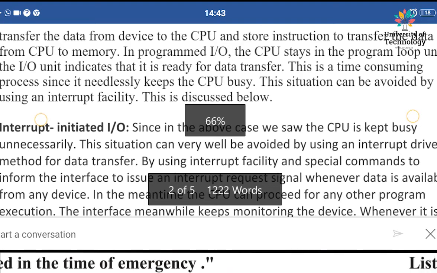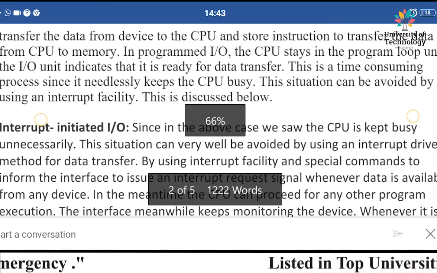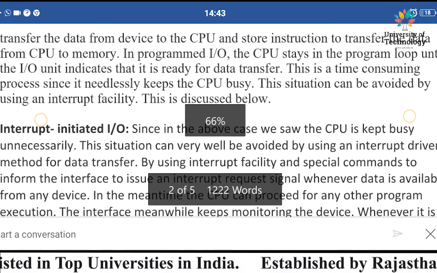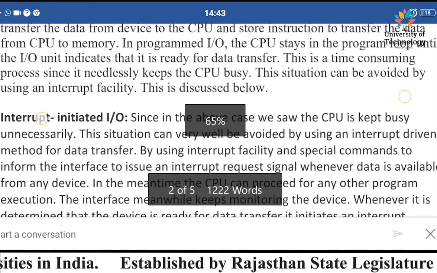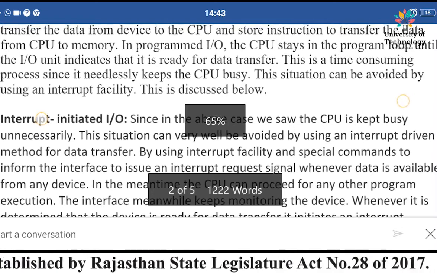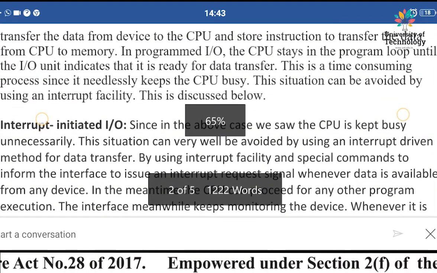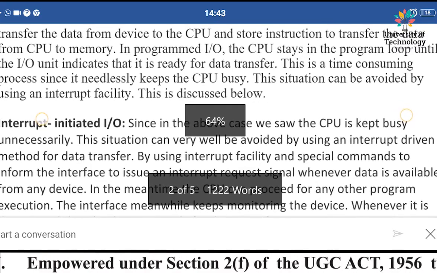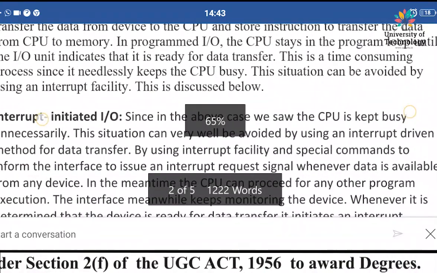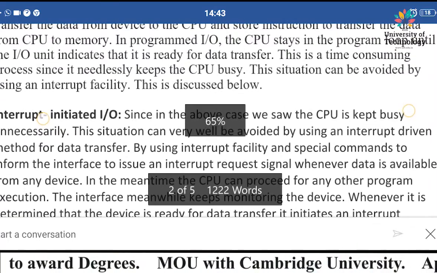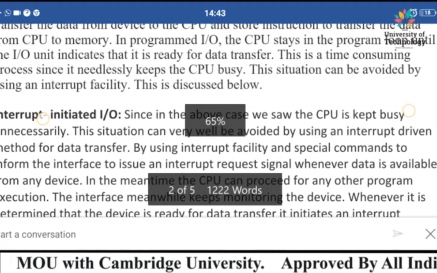So in program input output, the CPU stays in program loop until the input output unit indicates that it is ready for transfer. Until it doesn't say that okay fine, I'm ready for the transfer of the data, the program loop will keep on moving, and this is a very time consuming process, since it necessarily keeps the CPU busy.